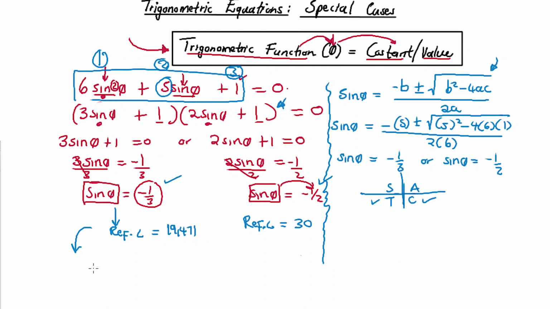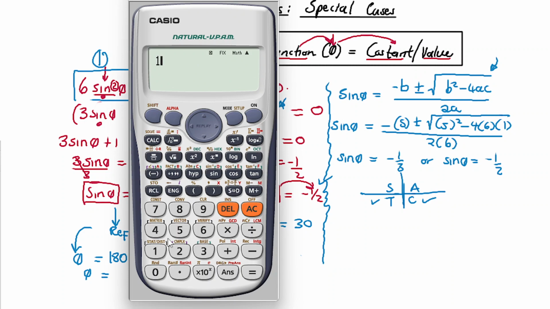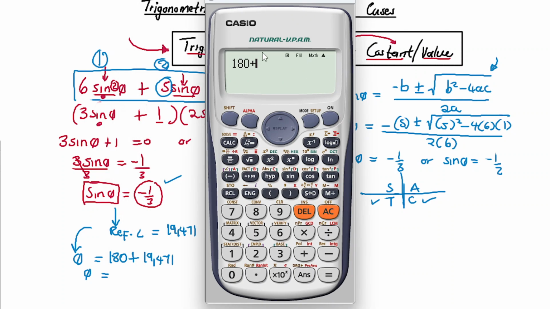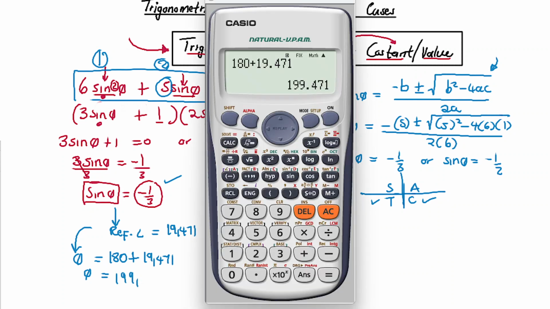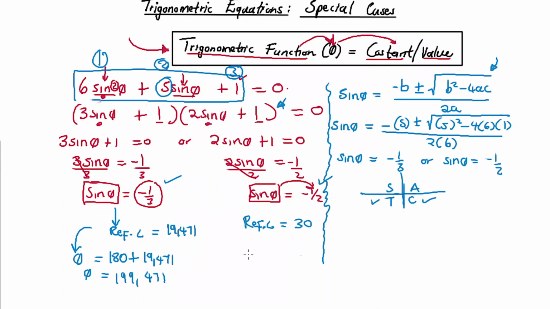This quad and this quad. So it means that my theta is going to be equal to 180 plus the reference angle, 19.471. Theta is equal to 180 plus 19.471, which is equal to 199.471, right? And then we also have another solution in the fourth quadrant.